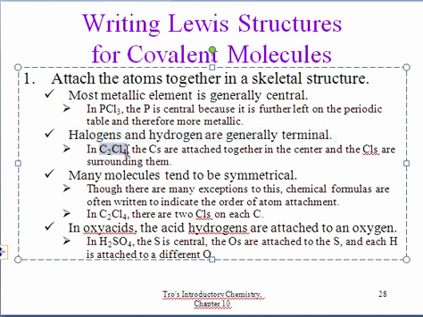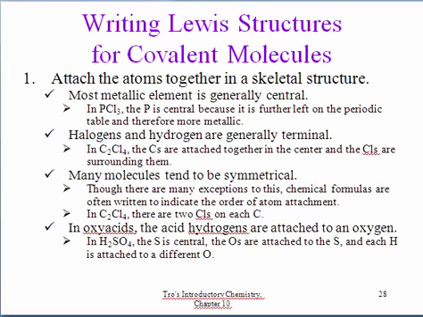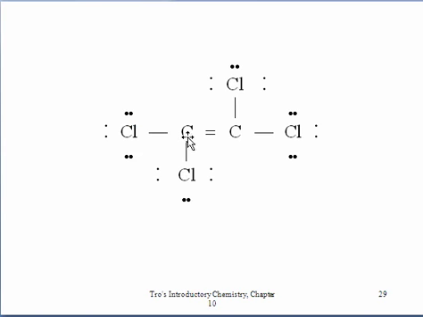So in this one, which has a special name because it's organic, but let me just call it dicarbon tetrachloride, the carbons are going to be attached to each other, and the chlorines are going to surround them right here. The way you would figure that out is chlorines can only have 1 bond. Halogens are only going to have 1 bond, so they can't bond with one another. Many molecules tend to be symmetric. So here we have a symmetric molecule, 2 carbons, and 2 chlorines on each carbon.